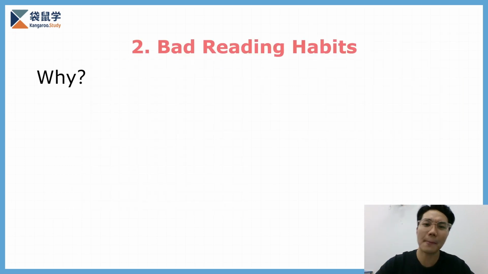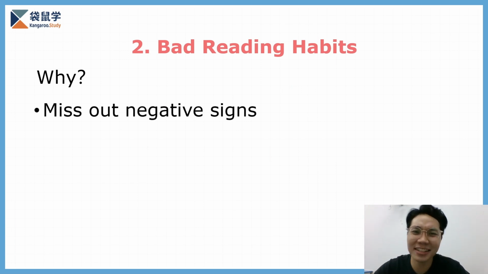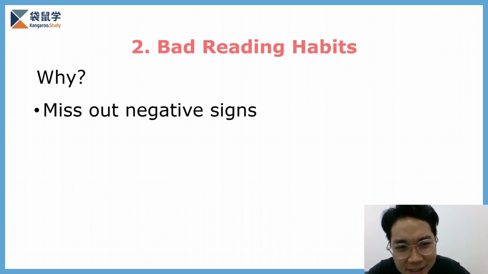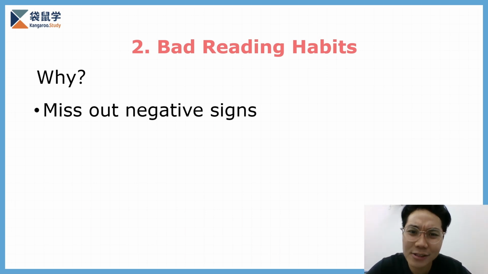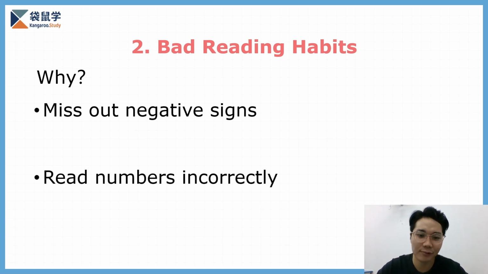So number 2 is bad reading habits. Why? First, you miss out the negative signs. A lot of you will make this mistake. Just now, the student also made this mistake. You miss out the negative sign, so you got the question wrong. The moment you have one negative sign missing, the whole thing is wrong. And it's very easy to miss out because it's just a line. So you must make sure that you don't miss it and you read it very carefully. Second, you read numbers incorrectly. You say this number is a 3, you write that as a 2, then you will make the mistake.